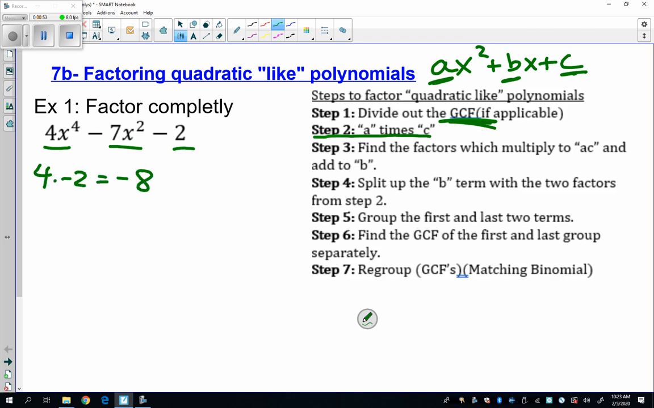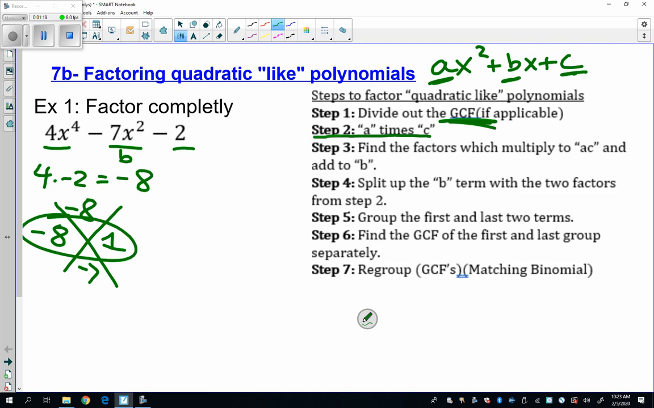And we're looking at what two numbers multiply to negative 8. So I'll put a negative 8 in this X, which is kind of a graphic organizer for us. Two numbers multiply to negative 8 that will also add up to the b, which is negative 7. Those happen to be negative 8 and positive 1. Those will multiply to negative 8, and they'll add up to negative 7.